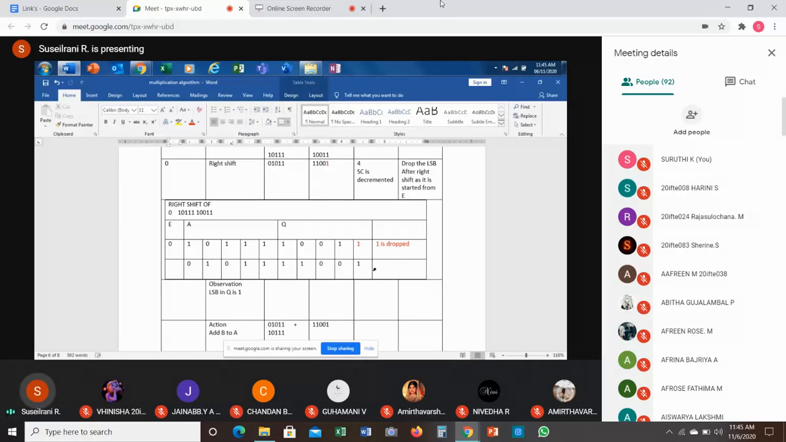And always in Booth algorithm, when you are going to find out the product of two numbers, the negative number should be represented only as a 2's complement number. So here you will be checking what is the bit in QR, the least significant bit in QR and AC. Based on that, you have to take up the decision whether the addition has to be done and arithmetic right shift has to be done.